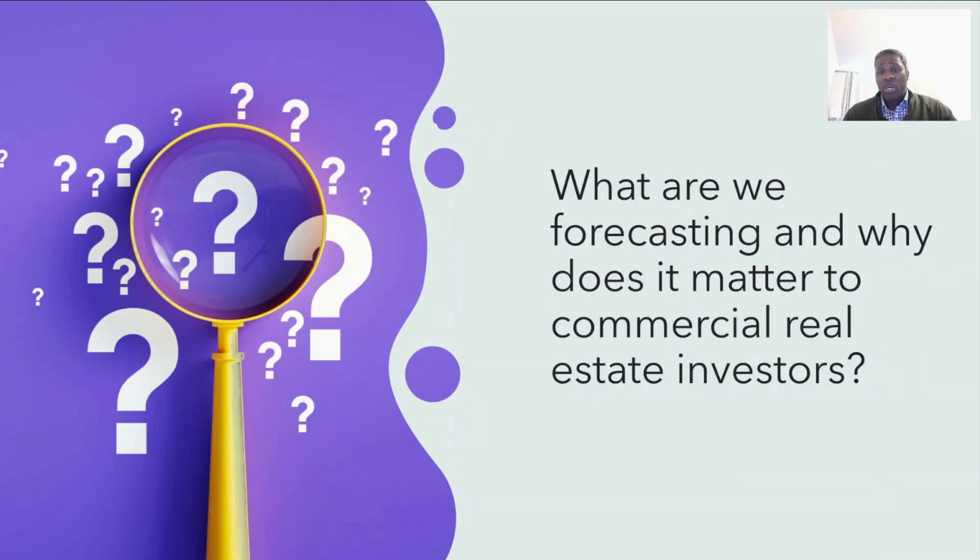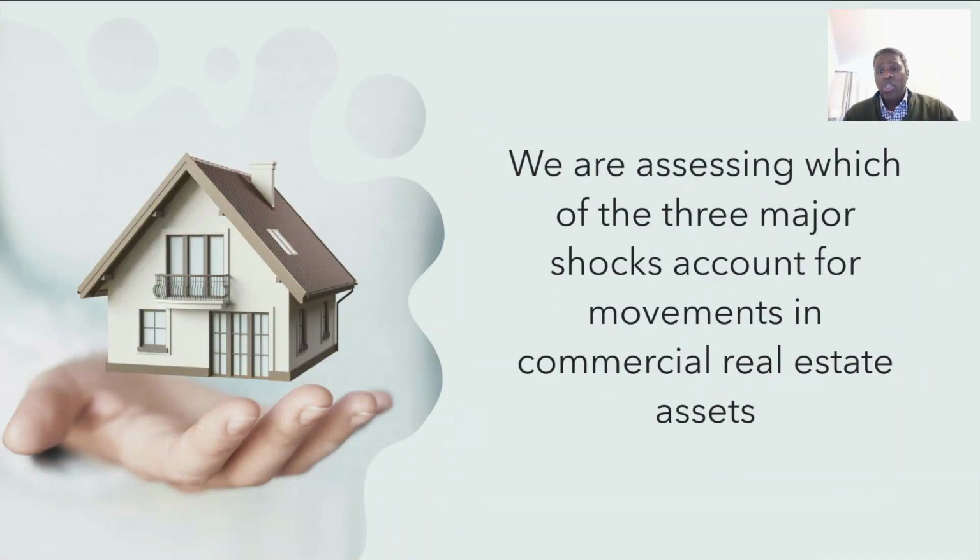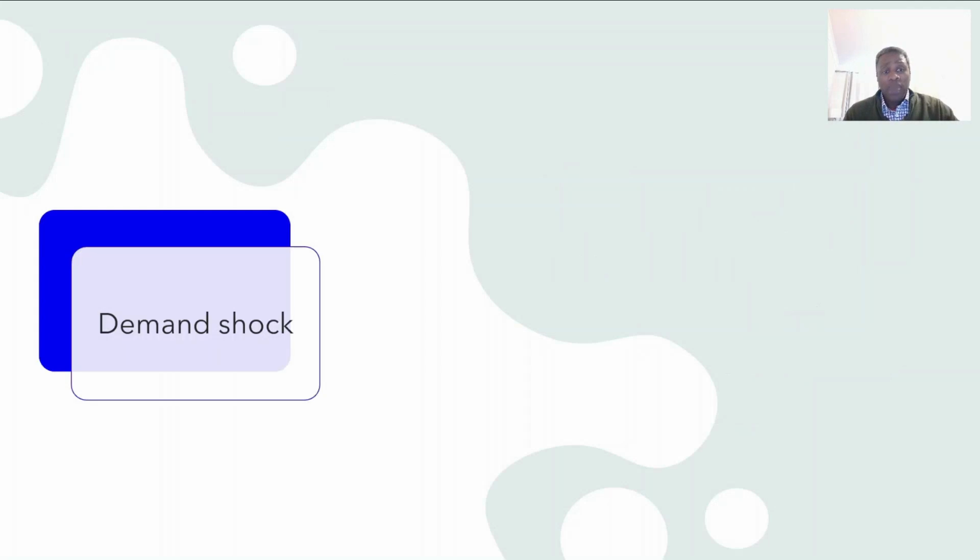So what are we trying to forecast? And why does it matter to commercial real estate investors? Well, let's go through that now. We're going to look at three major types of macroeconomic shocks that generally account for movement in, in this case, commercial real estate asset prices. It could be rental growth, it could be cap rates, income yields, or whatever it might be. So the first of the three types of shocks we're going to look at is the demand shock.